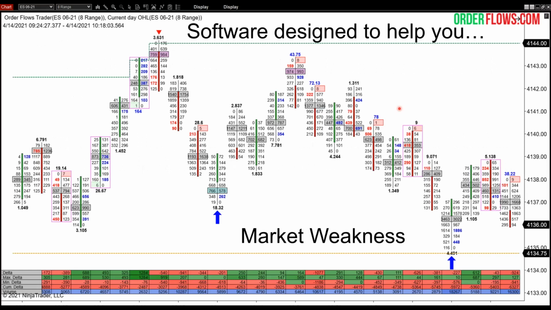And that's one of the reasons why I designed the Orderflows Trader 6 years ago, because I realized I could have the software do a lot of the analysis for me, right? I want to know where there's divergence, when we're at the high of the day and there's aggressive selling coming in. I want to know where there's market weakness in terms of looking at the delta, right? That's what these blue arrows are, telling me there's market weakness, right?